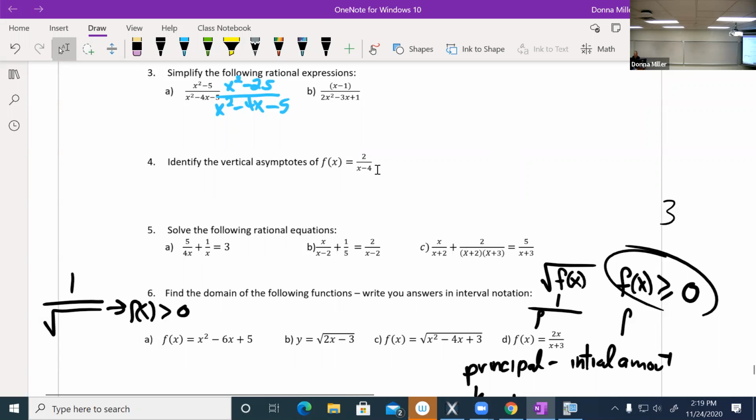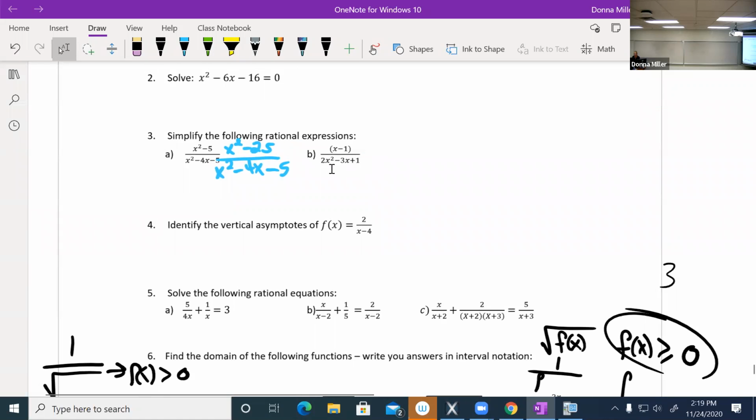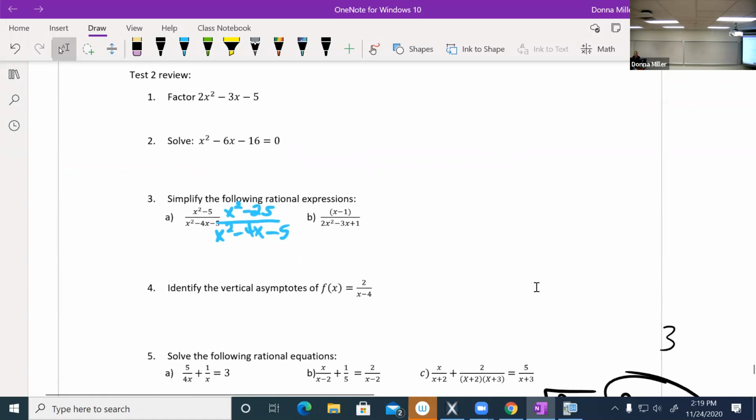Vertical asymptote, set the bottom to 0. Simplifying rational expressions and solving them. Simplifying, factor and cancel. Solving them, plug them in a graphing calculator, or go ahead and multiply by the common denominator. All right, and then quadratics. So that's pretty much it. Was not a high volume test.